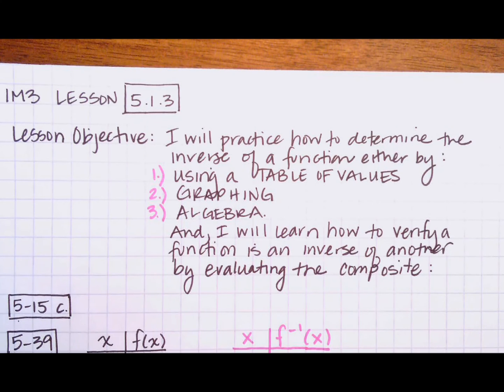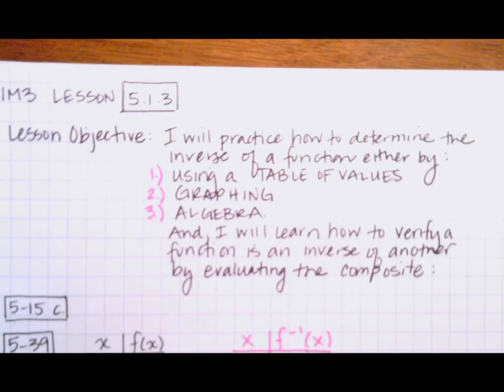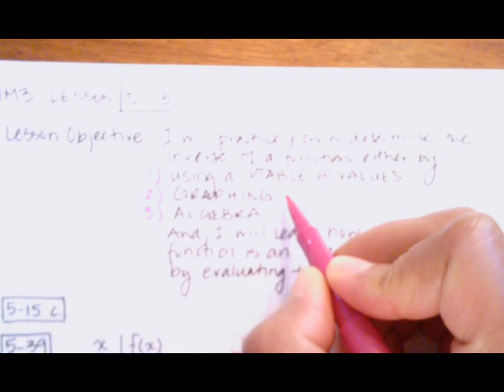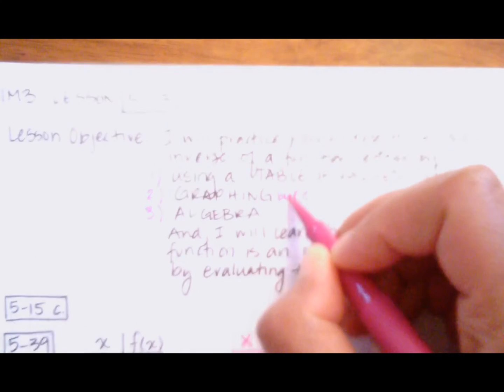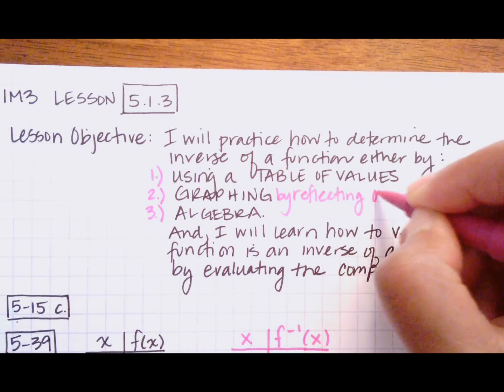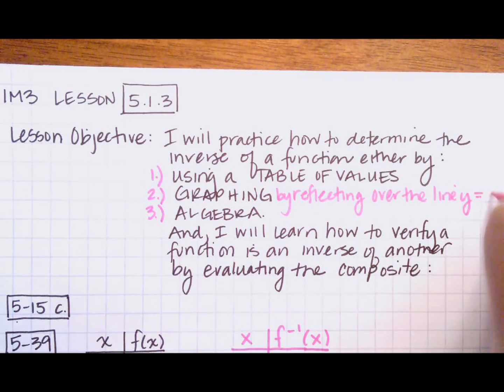The lesson objective is that I will practice how to determine the inverse of a function in different ways. One of them could be that you use a table of values where again you switch the inputs and outputs. The second method is graphically. So graphically, you could also switch the inputs, but you could also just reflect it by reflecting over the line y equals x.